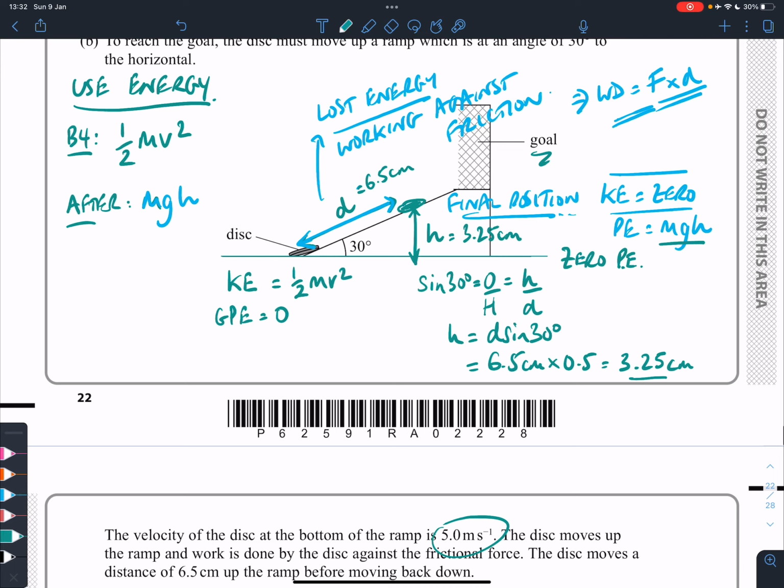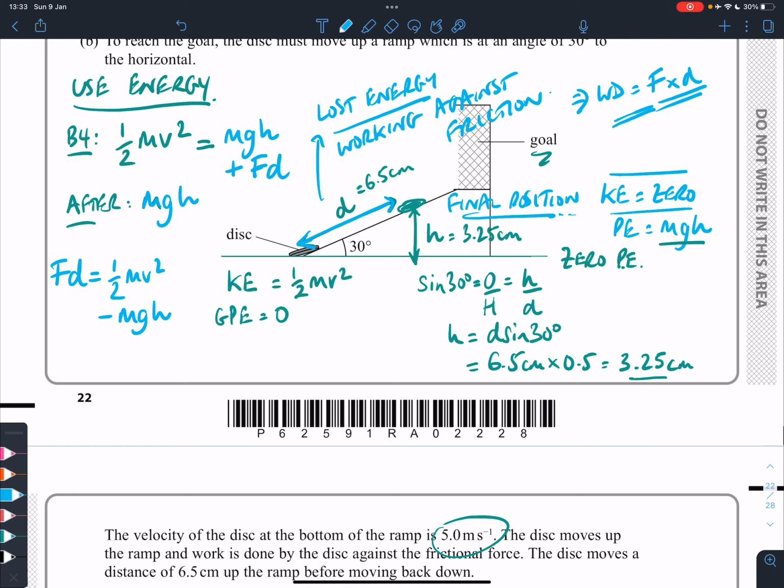So the starting energy, half mv squared, does two things. It is equal to the potential energy it ends up with and the work done against friction. That had to come from somewhere. It came from the kinetic energy to start with. So we can rearrange this and say that the frictional force times the distance up the slope is equal to half mv squared minus mgh.